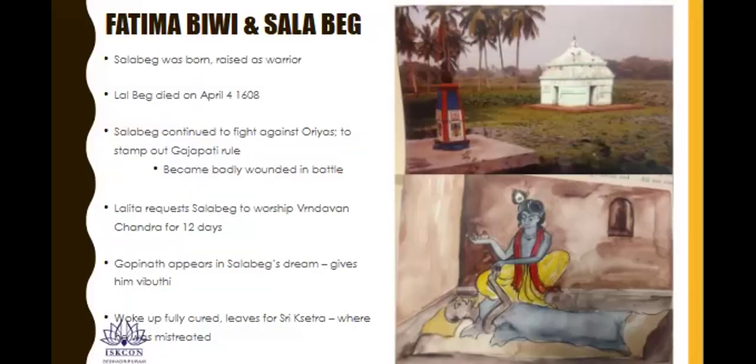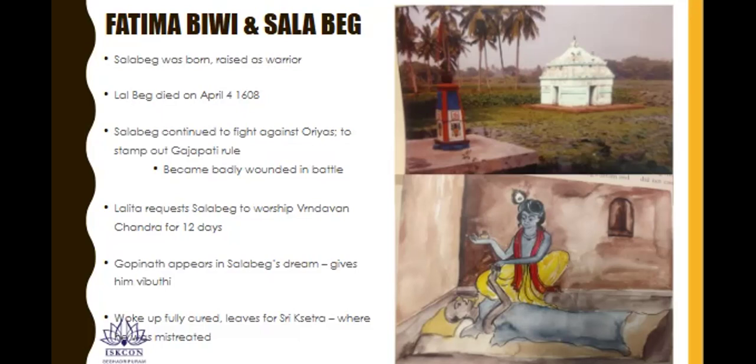He set one condition to her: if you marry me, I will not attack Jagannath Puri, I will not break that temple. Otherwise, I will break it. So she accepted that condition. Even though she was converted and became Fatima Bibi after converting to Islam, internally she was a great devotee of Lord Jagannath. She was always praying to Jagannath. Lal Beg died one day, on April 4th, 1608, in one of the attacks by some strangers.